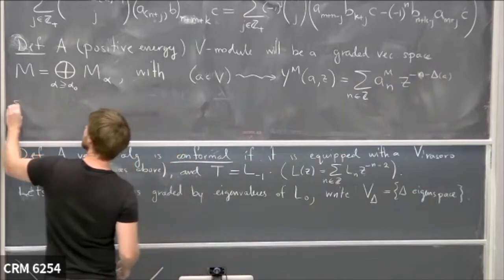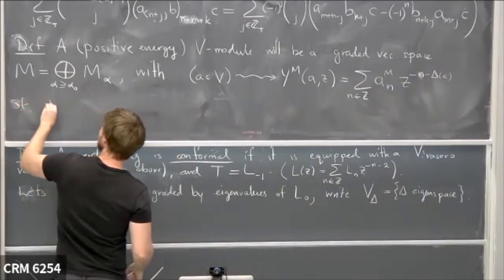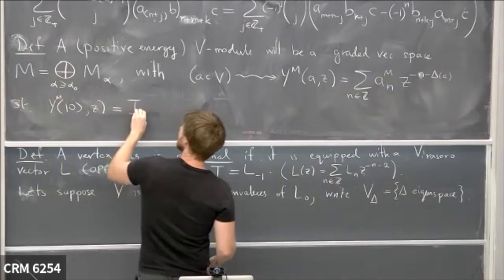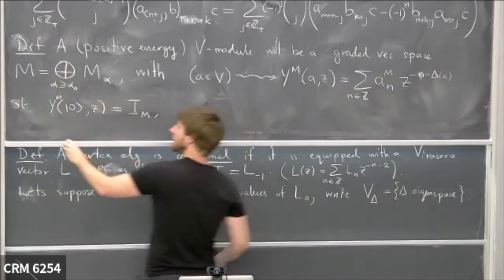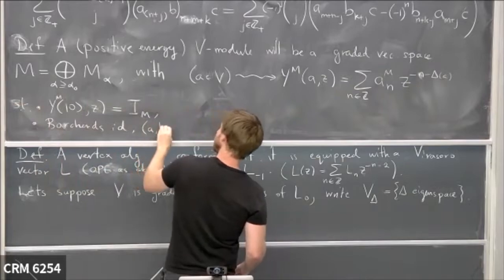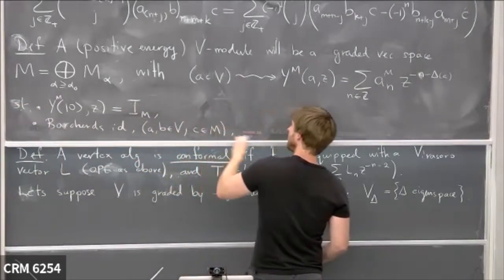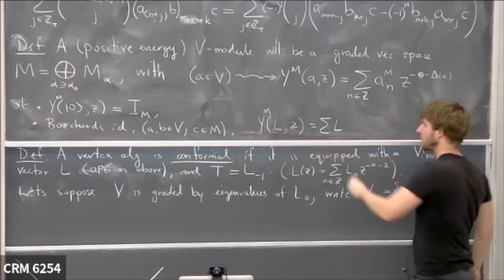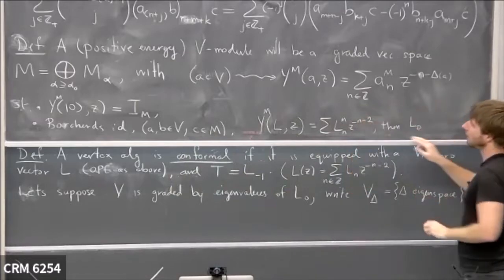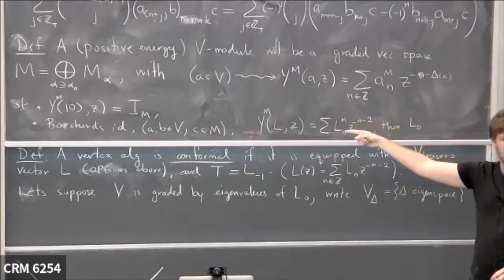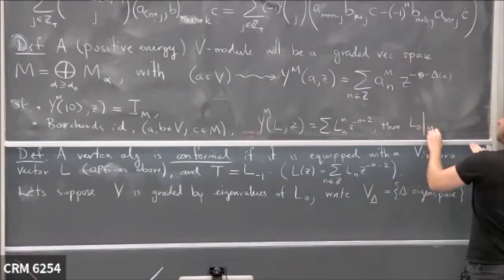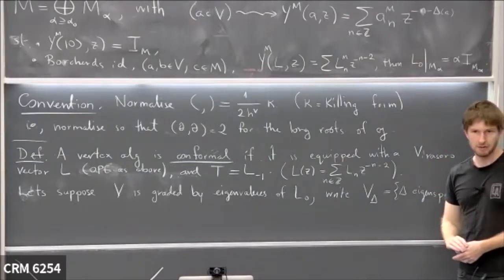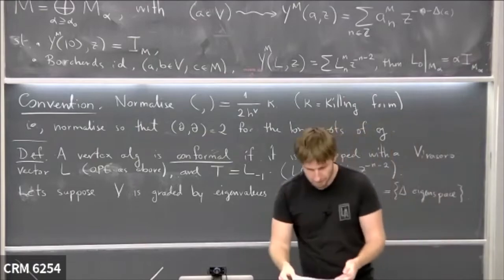And what I want is that this number be basically the conformal weight in the module. So I'm going to impose that the vacuum should go to the identity, that Borcherds' identity should hold for A, B, and C in M, and finally that if I consider the field associated to the Virasoro vector, then this alpha should be the L0 eigenvalue. So L0 on M alpha should be alpha. I hope that seems relatively natural given the structures described so far.